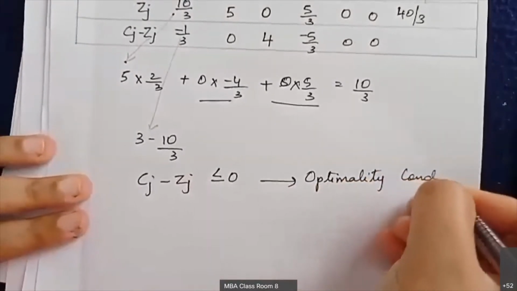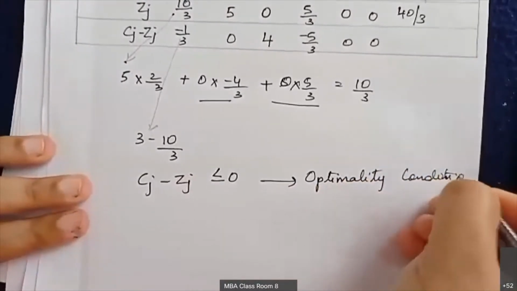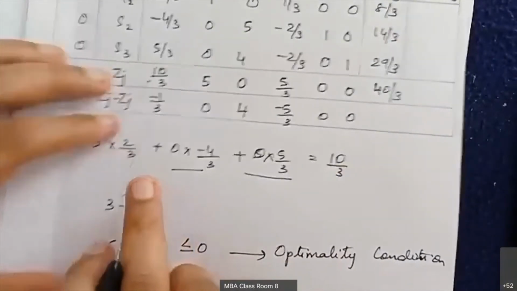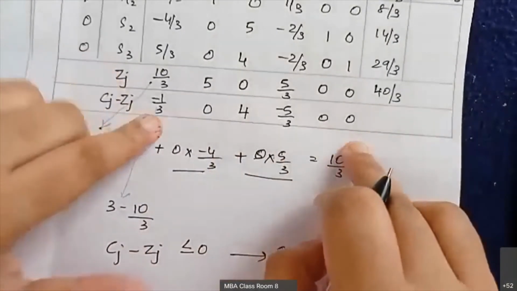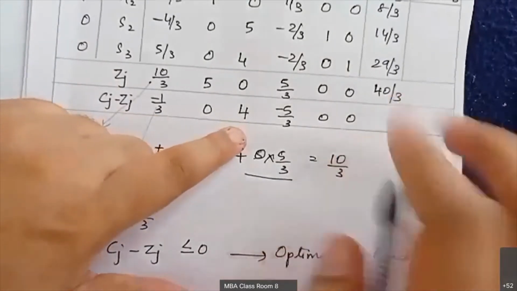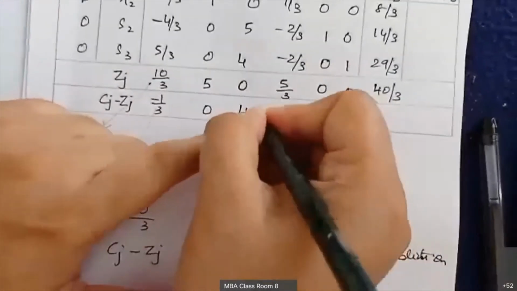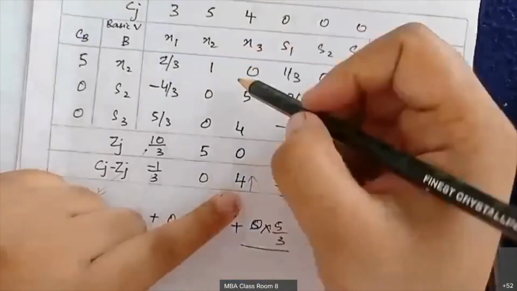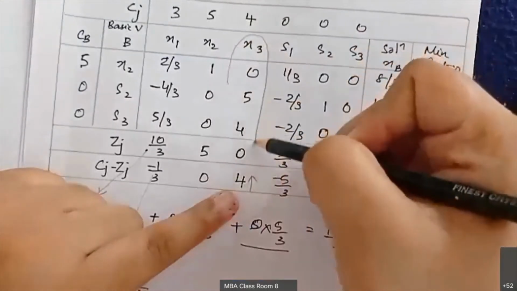Can you tell me, in our case, from the simplex table? Yeah, very good. Here, all the values are not negative or 0. We have one value, that is 4, which is a positive value. So this will become our, which value? Incoming vector or outgoing vector?